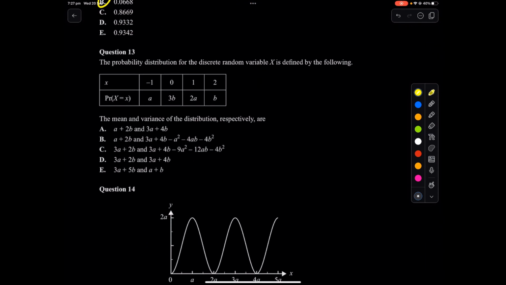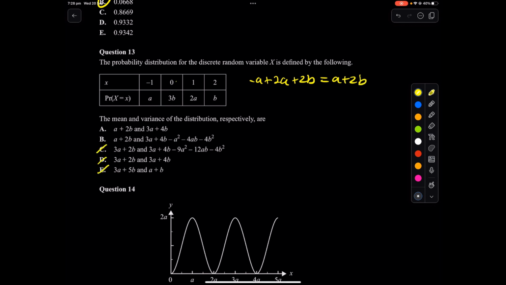The probability distribution for the discrete random variable x is defined by this. The mean and the variance of the distribution respectively are, okay, so the mean is what? It's just these multiplied, so these multiplied plus these multiplied plus these multiplied, yeah. So let's just do that. So we're saying your mean is just negative a plus 2a plus 2b. That's your mean, so that would be a plus 2b. So these we can cancel out.